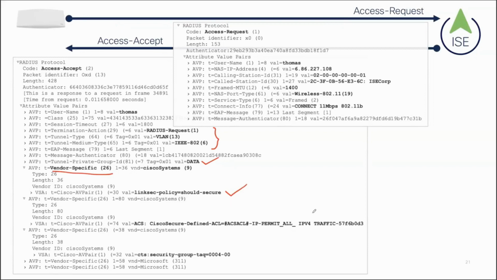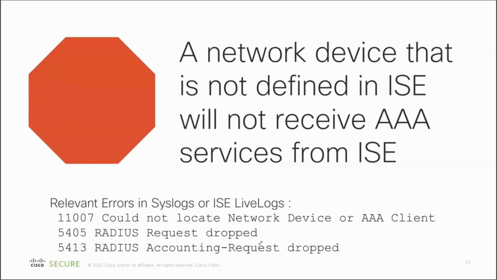We also have the ability to do downloadable access control lists, and that's what it's doing there. It's saying, hey, if you don't have this access control list in your memory, come and download it from ISE and apply it. And then we can also do a security group tag assignment. In this case, it's security group tag number 4. So all these things are the ways that we can assign privileges to that port.